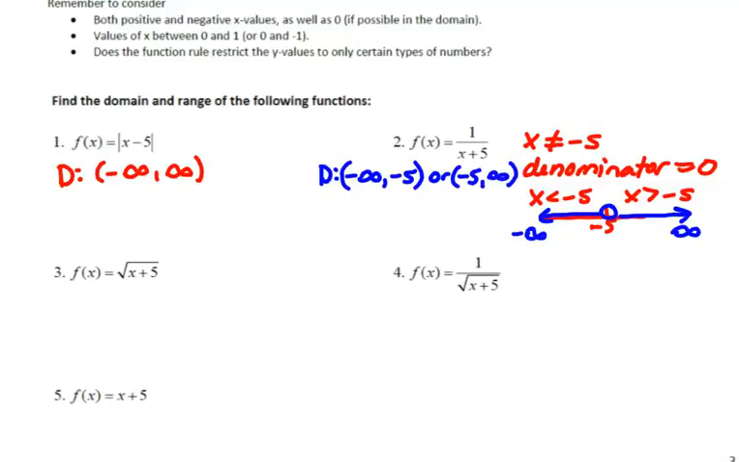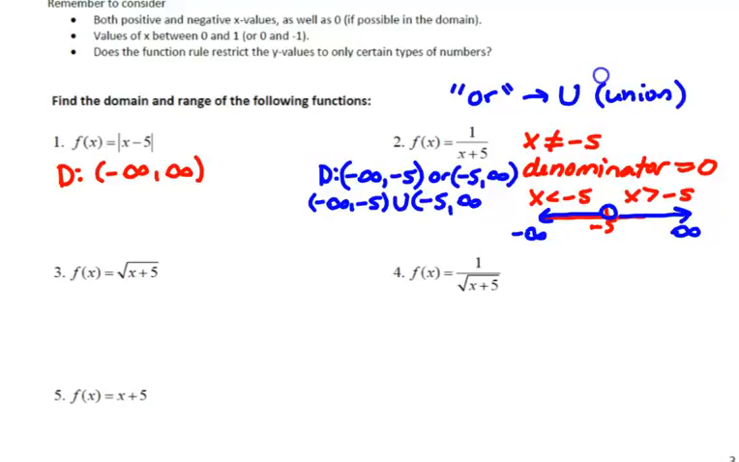Now, when we see "or," there's a little symbol we use in math for "or." It's a right side up, looks like a capital U. So I could also write this as negative infinity to -5, union. It's also known as a union. In other words, I'm putting these two together, or -5 to positive infinity. So that's how we would write the domain for this function.